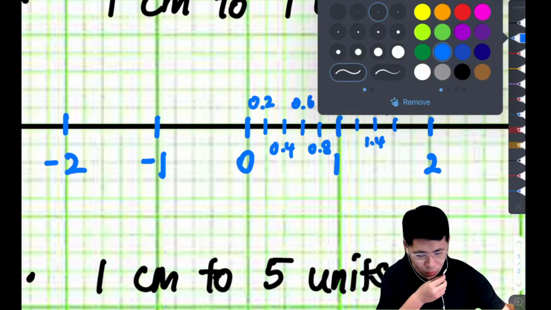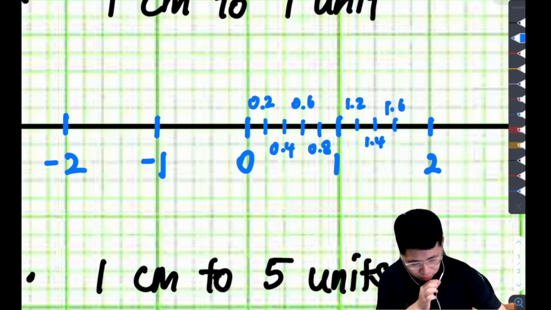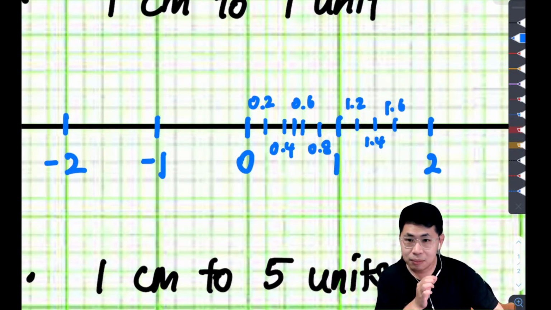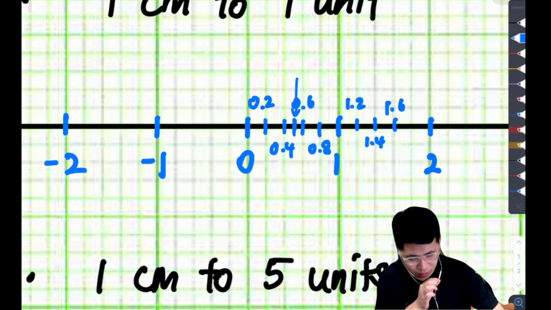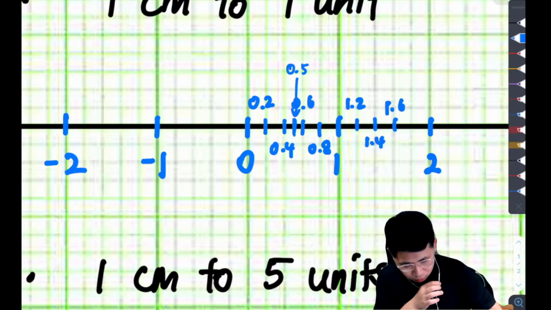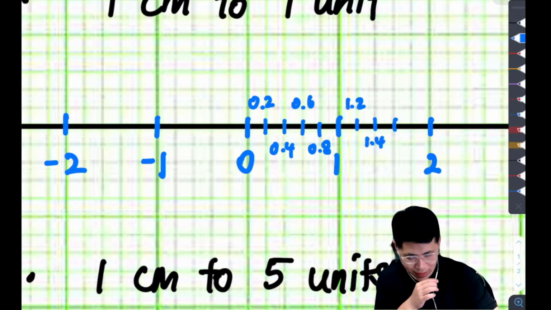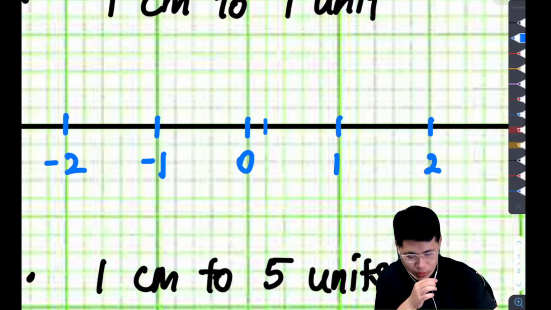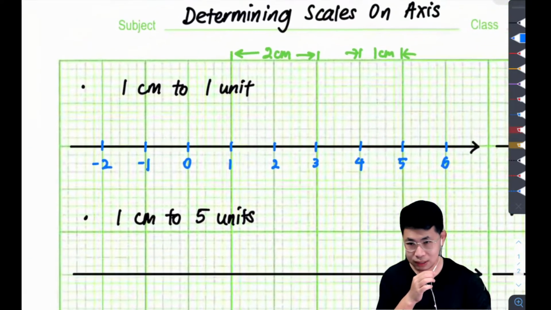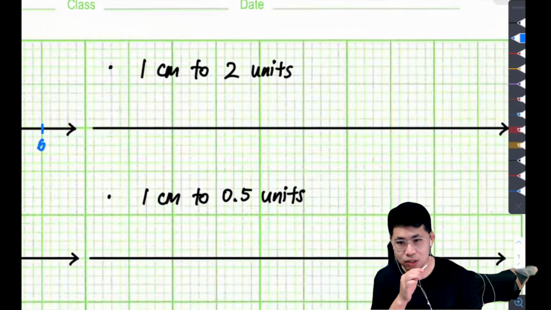Alright, let's go one more step finer, and let's say you need 0.5. So where is 0.5? Right here in the middle. You see this? This one over here is 0.5. Let's say you want 0.1, 0.1 is actually over here. Okay, so this is what we mean by having 1 cm to 1 unit, and how we read the smaller values.